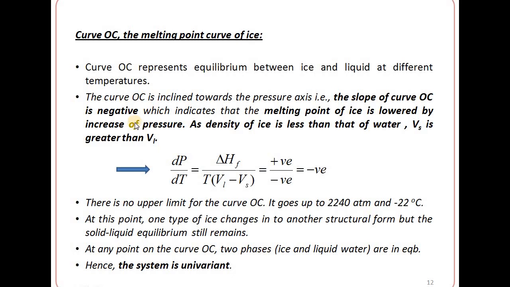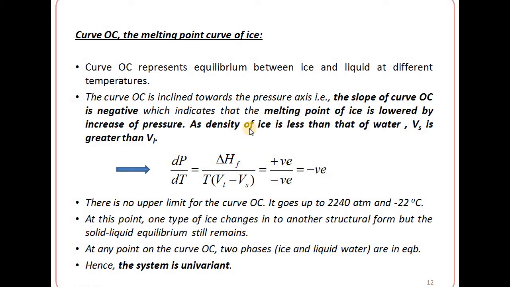Now how is it negative? We can find out from the Clausius-Clapeyron equation. The Clausius-Clapeyron equation suggests that dP by dT is equal to ΔHf, the molar latent heat of fusion, divided by temperature into molar volume of liquid minus molar volume of solid, as there is equilibrium between solid and liquid here.